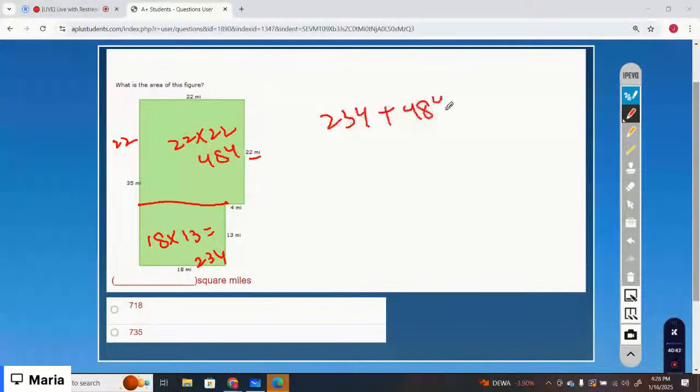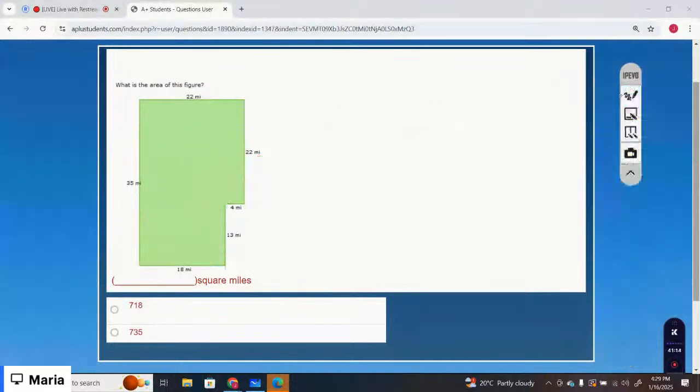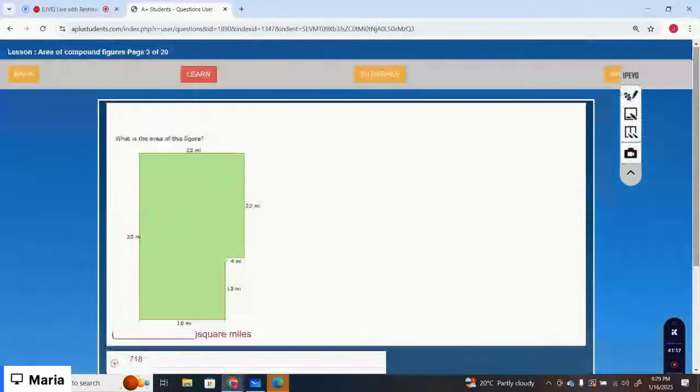That is 718. The correct option is option number 1. That is 718. Option number 1 is the correct option. That is 718.